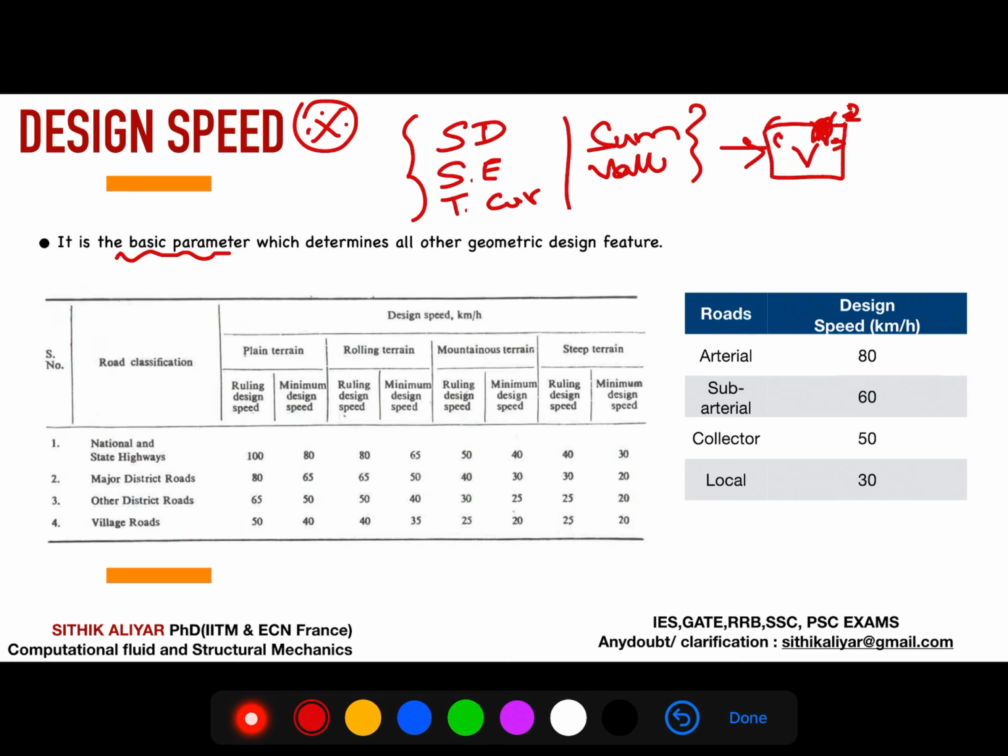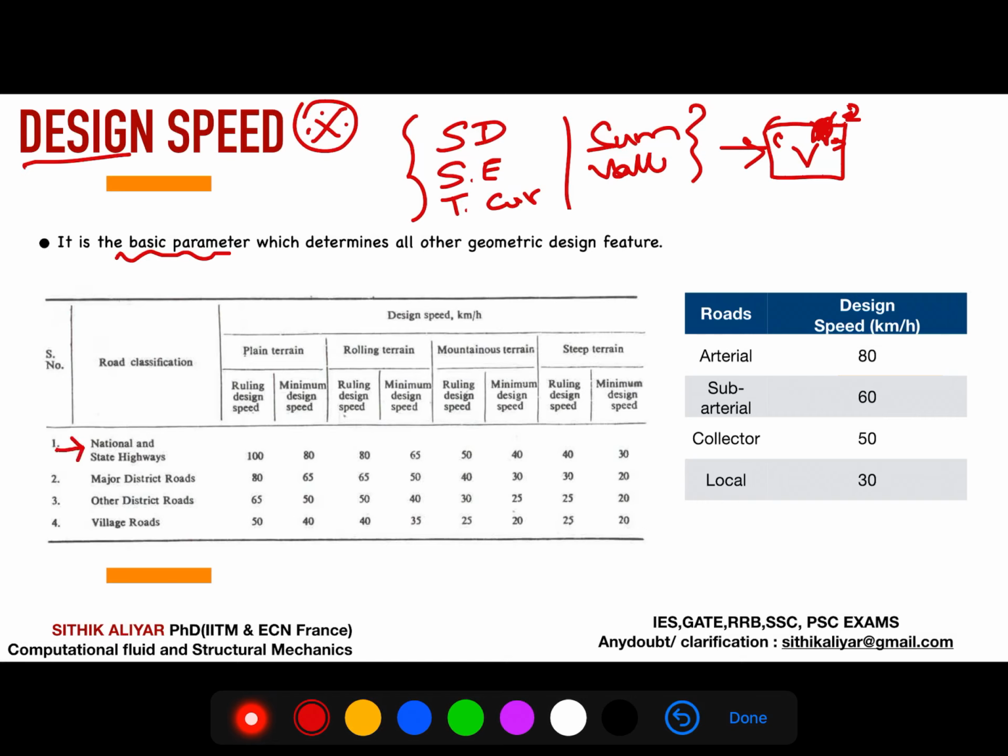Starting from sight distance to valley curves, everywhere you will see V in the formula. V is nothing but the design speed of the road. So it is the basic parameter. If this changes, all the geometry will change. So this is our final factor which is going to alter your geometric design.